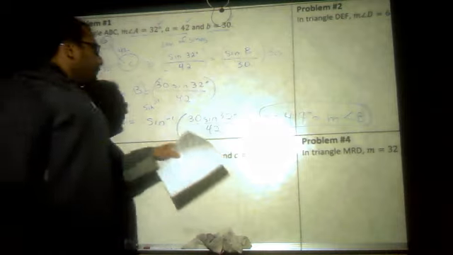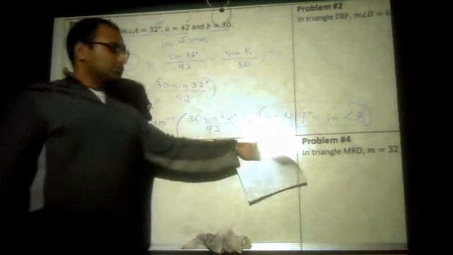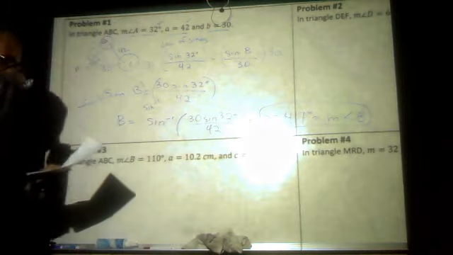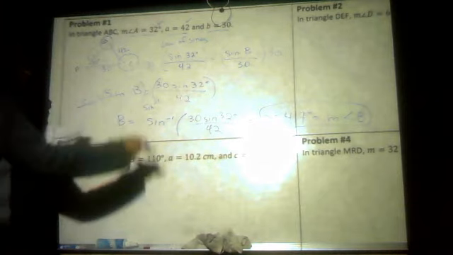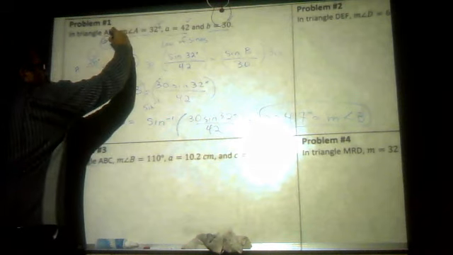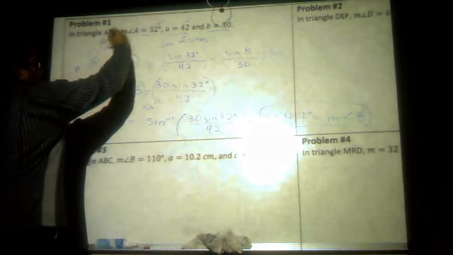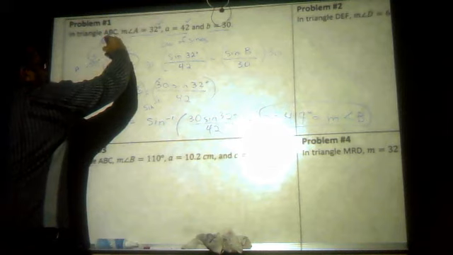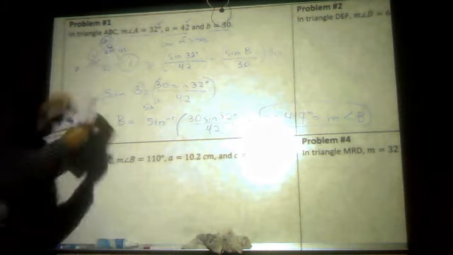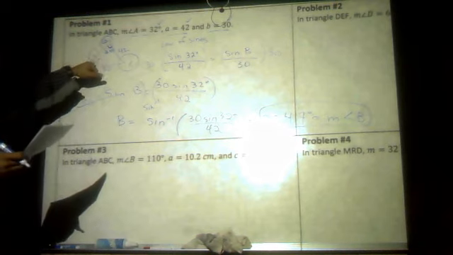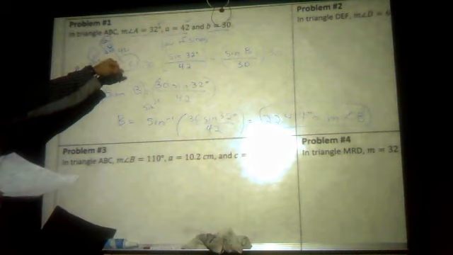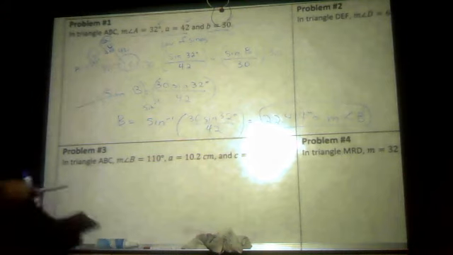So, 22.417 degrees is the measure of angle B, which we just found. Now what I want you to do is think about this. If we know angle B is 22.417 degrees, can I find angle C if I know angle A and angle B? If I know that angle A is 32 degrees and angle B is 22.417 degrees, is there a way for me to find that last angle? Yes. So, how can I do that?